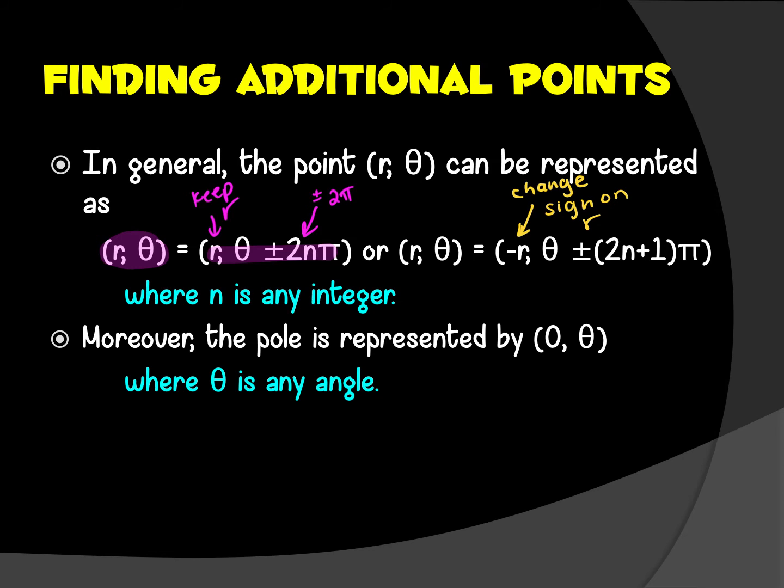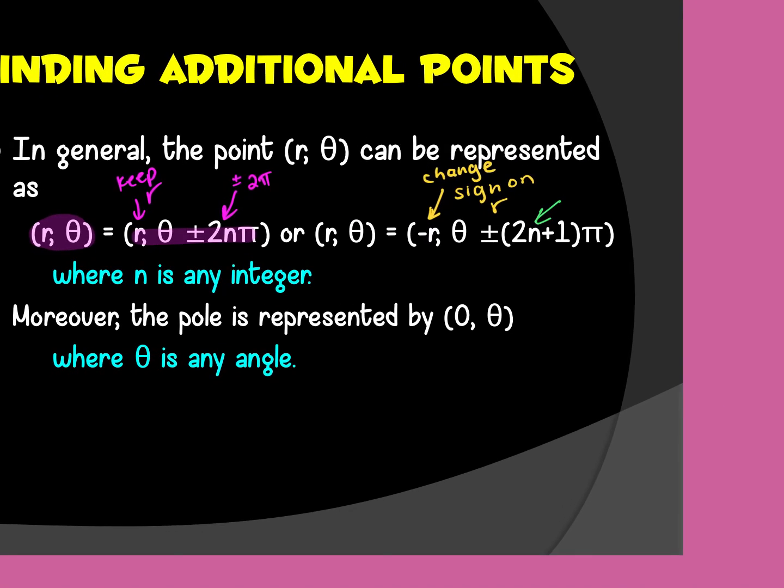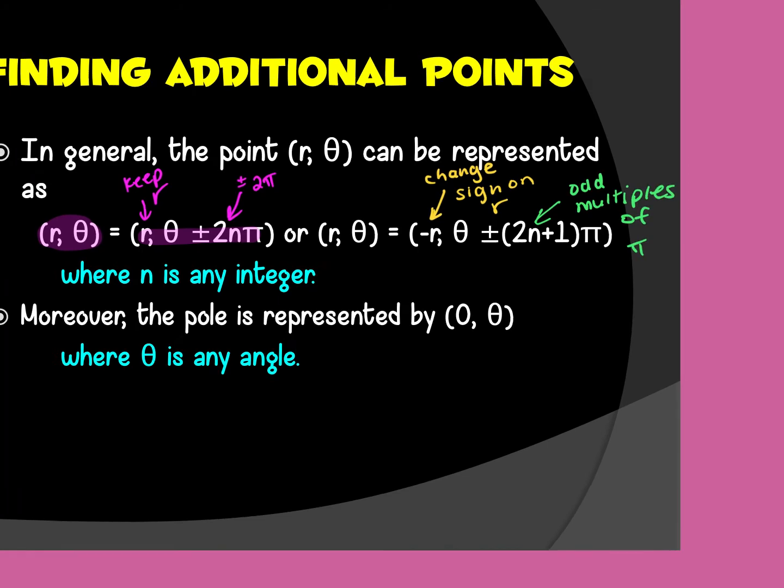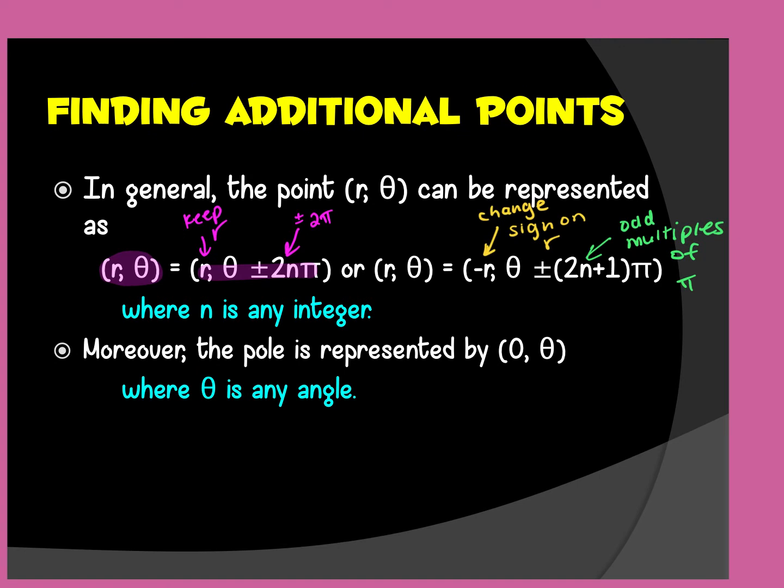And I add and subtract odd multiples of pi. So I'm going to move halfway around the circle because that's what an odd multiple of pi would be. And then I move in the opposite direction for the radius. So those are your 2 options. Keep r the same, add and subtract 2 pi or 4 pi or 6 pi, however many times you need to do it. Or change the sign on r and then add and subtract pi, 3 pi, 5 pi, and so on and so forth.